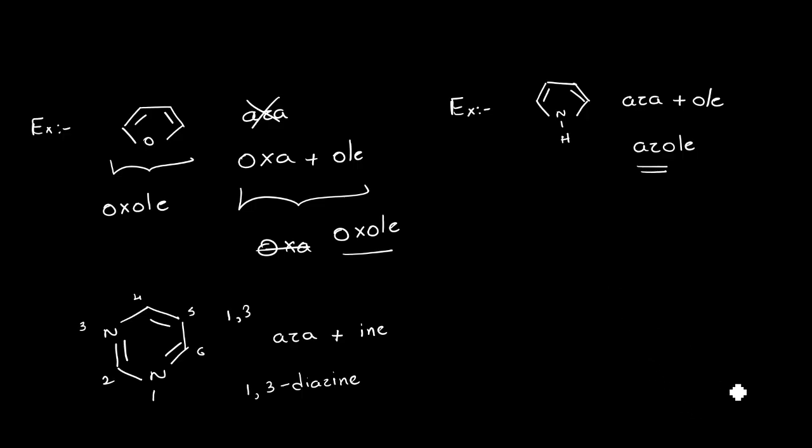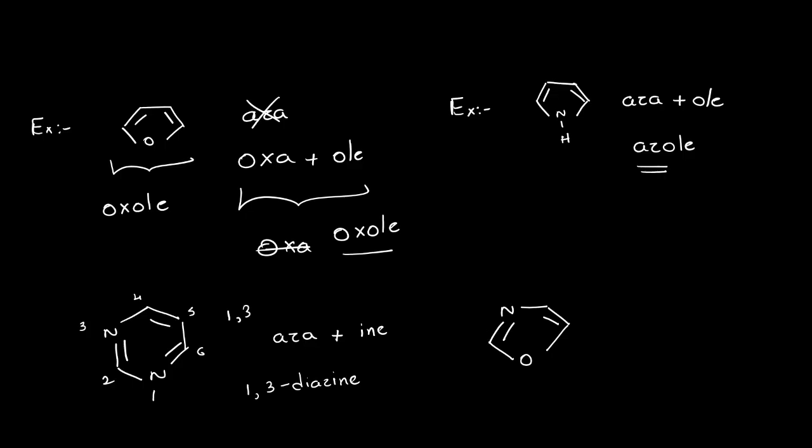And then what about this one? Okay, what about this compound? Now we have 2 heteroatoms, right? We have 2 heteroatoms. Again, remember, when you have more than one heteroatom, you need to mention the position.